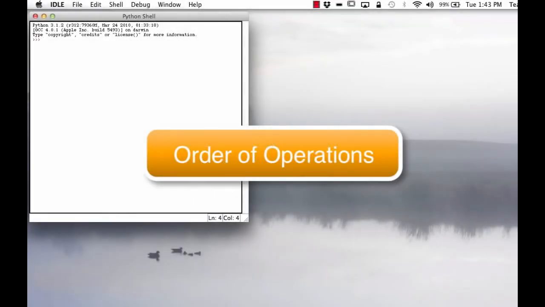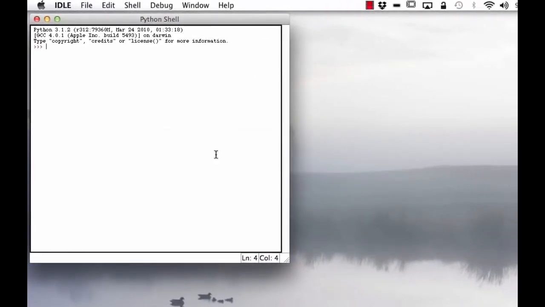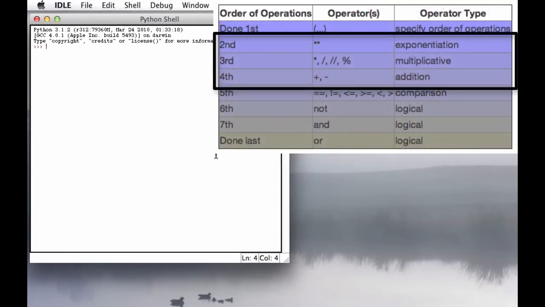Now that you know about different types of operators, like arithmetic operators, comparison operators, and logical operators, it's important that we know the order of the operations that take place. The first one that we talked about was arithmetic operators, and these are the operators that occur first. So anything like 3 plus 4, that type of operation is going to take place before we do comparison operations.